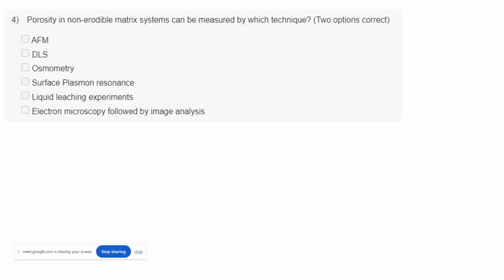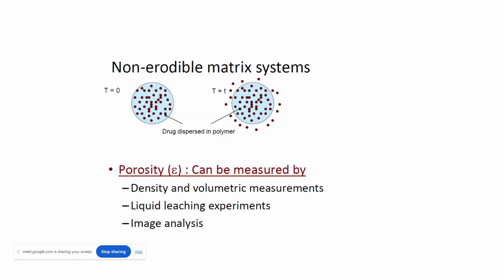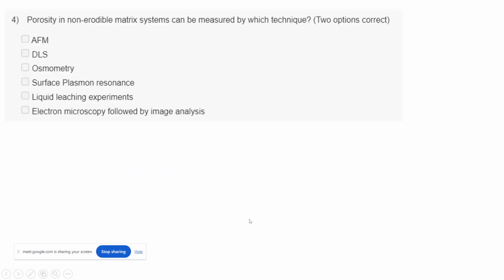Okay, so the correct answer here would be the last two options. If you want to measure the porosity, it can be measured by density and volumetric measurements, or liquid leaching experiments, and image analysis, basically by taking the image through electron microscopy. So the last two options will be the correct answer.